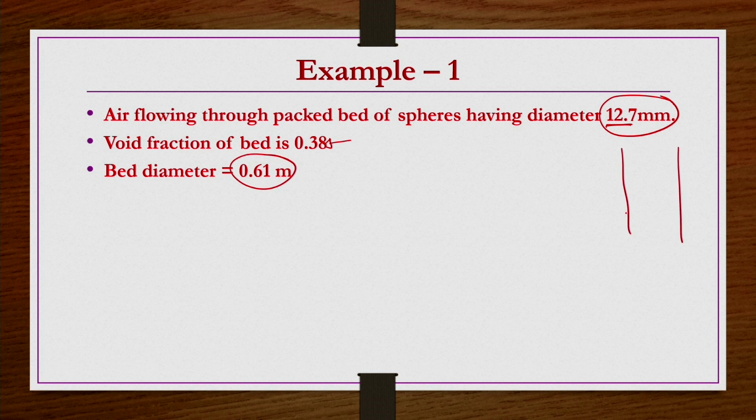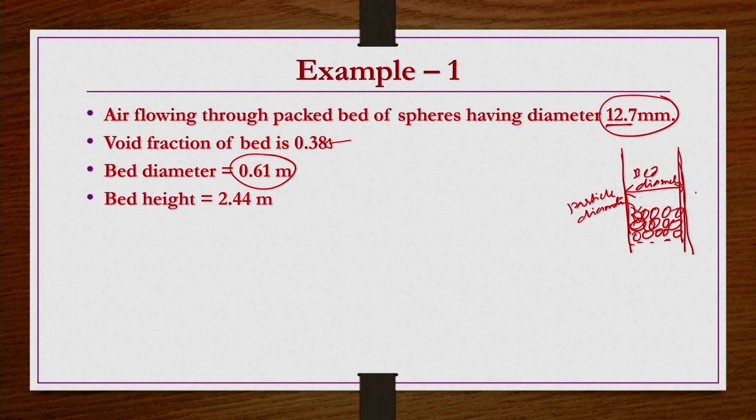See, this is the column in which you are doing the packing. This is the bed diameter, and this is the particle diameter, as the particles have certain diameters. Assume all the particles have the same size and shape; spherical shape is given and the size is 12.7 mm, which is also given.